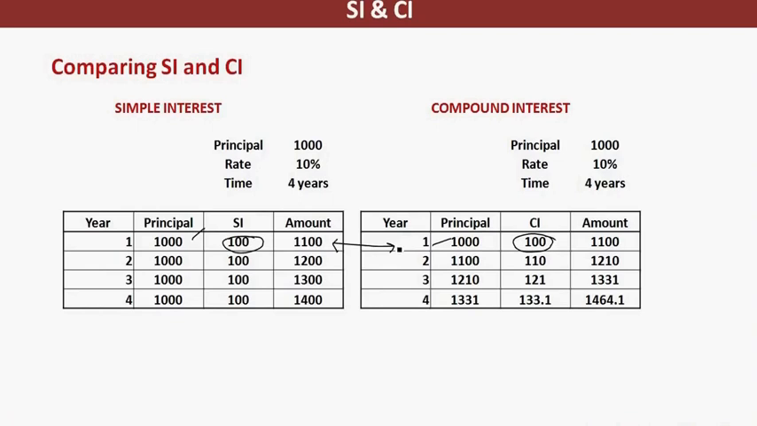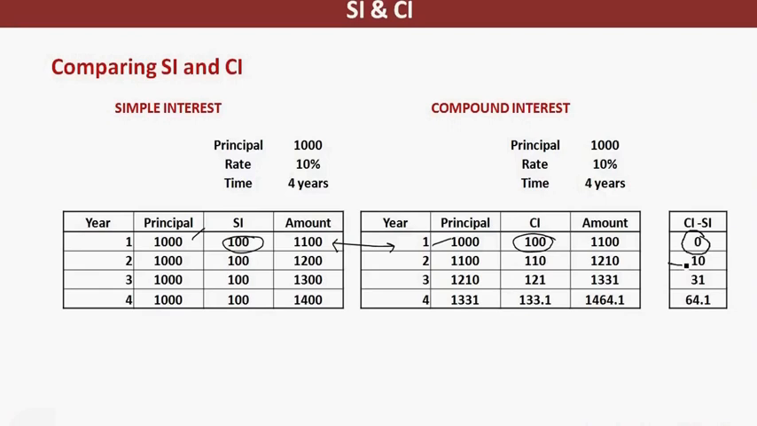In the second year, it makes a difference. CI for the second year is more than SI for the second year, the reason solely being that the principal of CI is greater than the principal of SI. This difference goes on increasing as we move on.